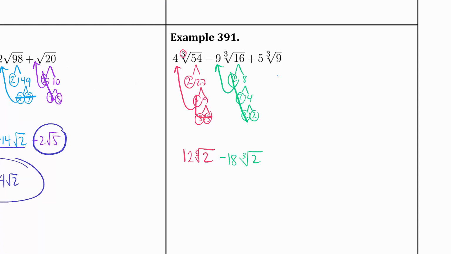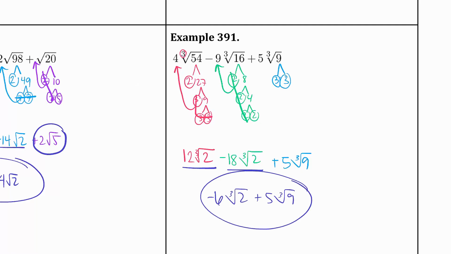And then my last one here, if I break down 9, I just get 3 and 3. So that's all we can do. And we don't have any triples. We don't have 3 of any number, so I can't do anything. I just leave it 5 cube root of 9. So when we're combining, we can only put together this one and this one. 12 minus 18 is negative 6. Keep the cube root of 2 plus 5 cube root 9. So when we're adding or subtracting, simplify first and then see which like radicals you have.